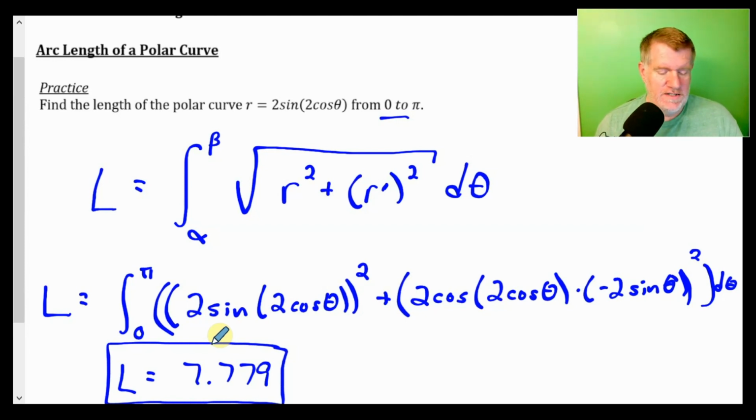But that is all. That is arc length of a polar curve. That is the area between two polar curves and the arc length of a polar curve. That covers every topic that we need to do in Calc BC.